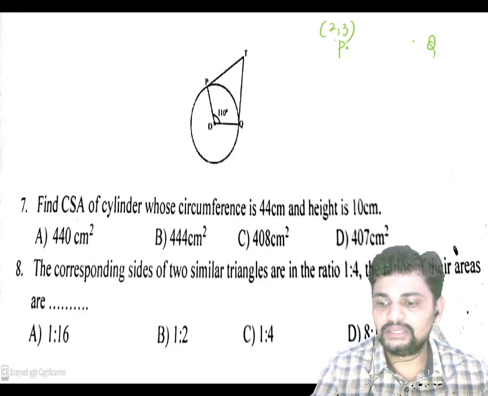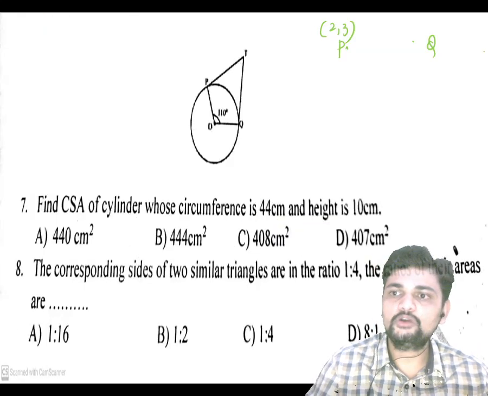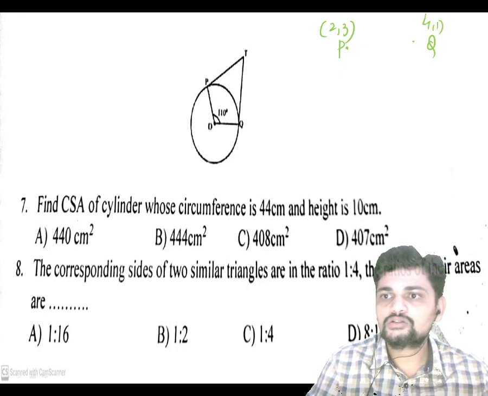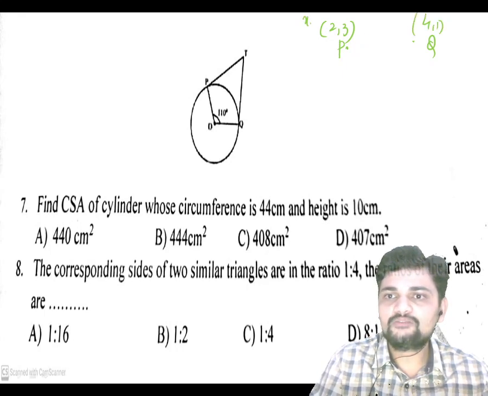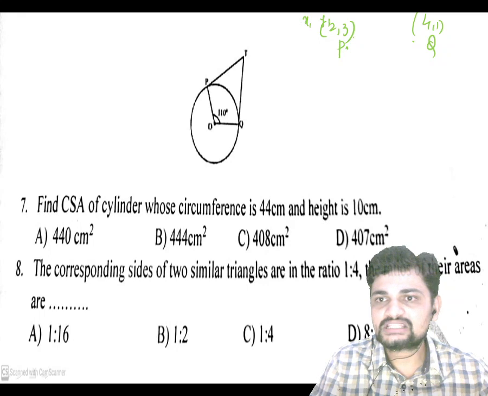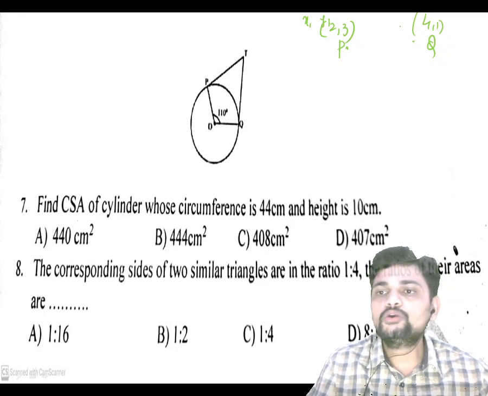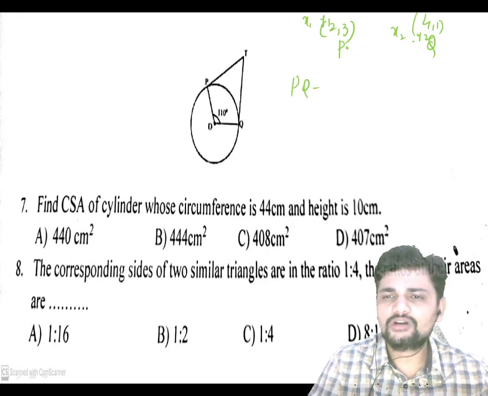The coordinates of P is (2, 3) and the coordinates of Q is (4, 1). So let me call this first coordinate as x1, y1. So x1 is 2, y1 is 3. Point Q coordinates are x2, y2. x2 is 4, y2 is 1. We have a direct formula for distance.